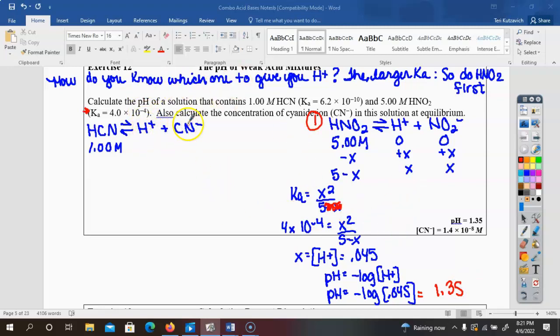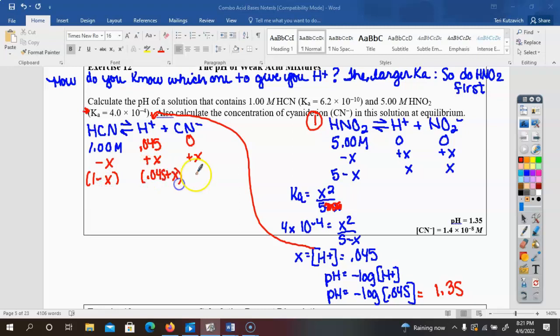Now you have to go back, and to figure out the cyanide, you have to do another RICE table. But this time, you know what H plus is. It's 0.045. You do have 0 cyanide to start out with. This is minus x, and these are plus x, just like normal. This is 1 minus x. This is 0.045 plus x, and this is x. Set up your Ka equation. Ka equals 0.045 plus x times x, over 1 minus x.